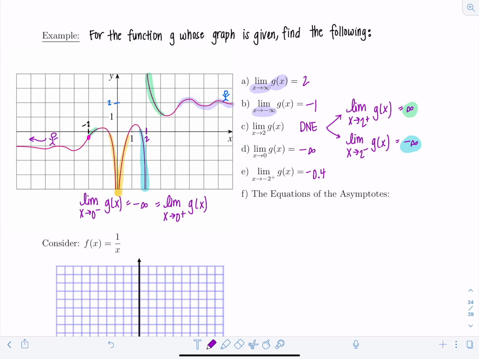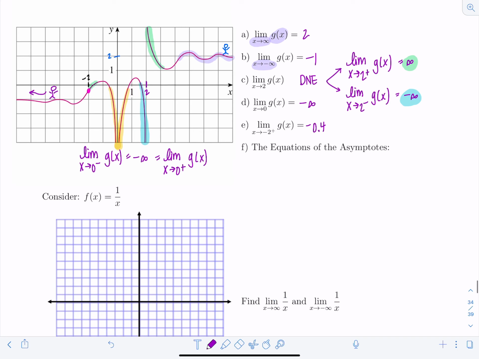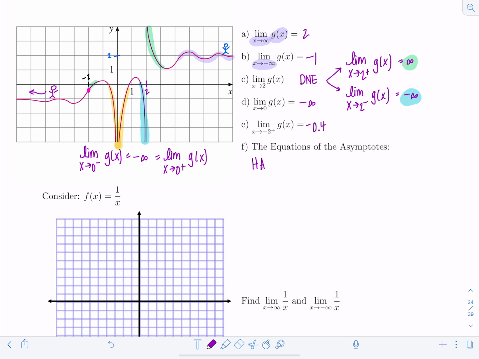Looks good. Last thing, we need to give the equations of the asymptotes, so that would be horizontal and vertical. So let's see, what do we have here? Well, I know right away my horizontal asymptotes come from the first two limits that we took, the limit to positive infinity and negative infinity. So those equations are going to be y equals 2 and y equals negative 1.